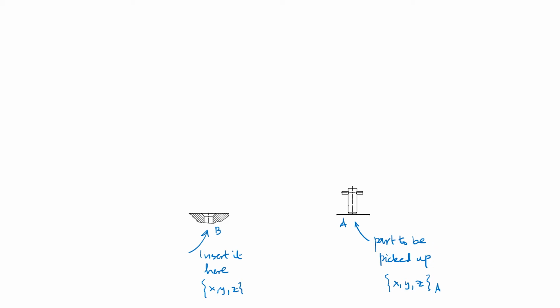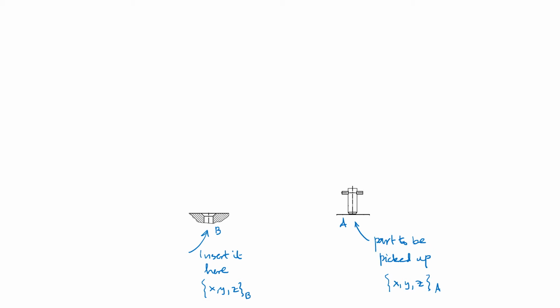Now in this particular scenario, what you can observe is that you have this part which needs to be picked up. And this pickup location can be identified as location A, and it is going to have a certain set of coordinates like X, Y, and Z of point A. And obviously you can observe that this is the location where this part needs to be inserted. And if this location is location B, you are going to have a certain set of coordinates for that as well.